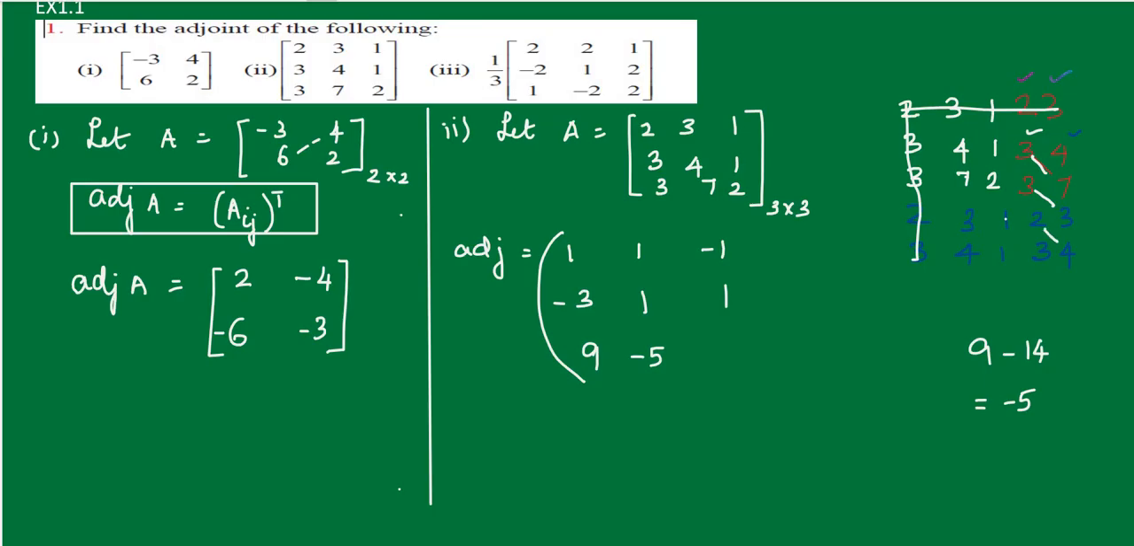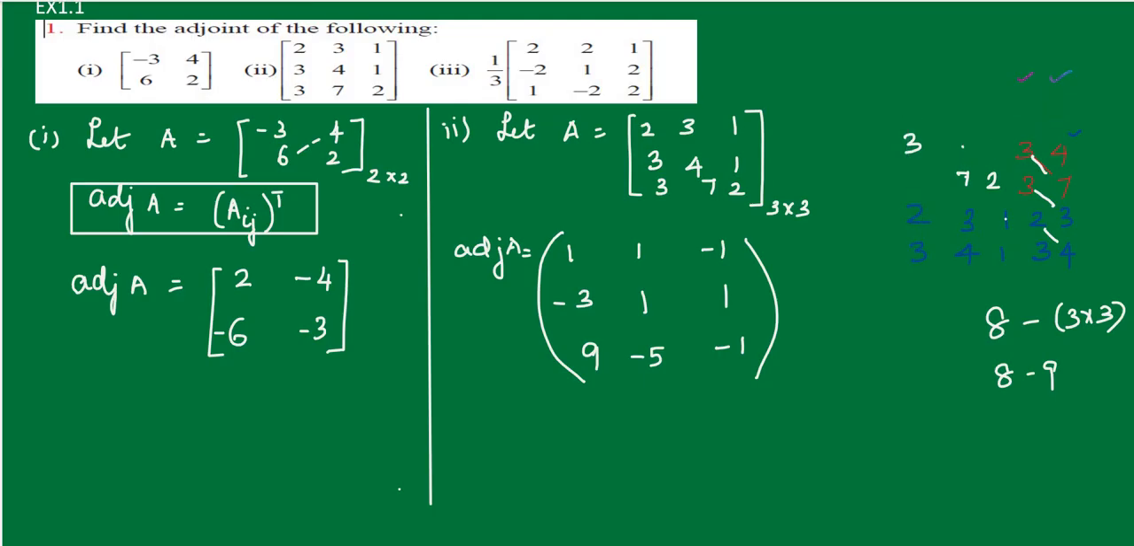Next, 2 into 4, 8. 2 into 4, 8 minus 3 into 3, 9. 8 minus 9, we get minus 1. So we have found what is adjoint of A. So this is the shortcut method. Once again, let me repeat.